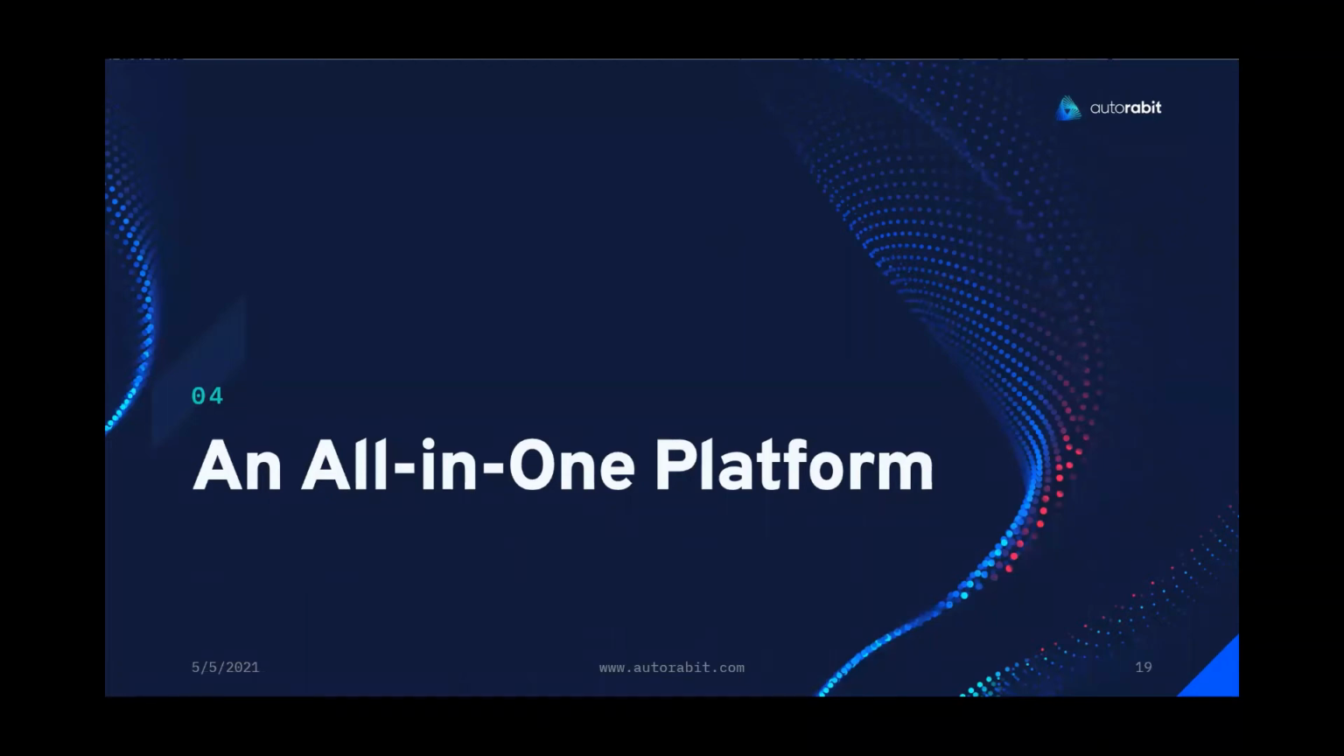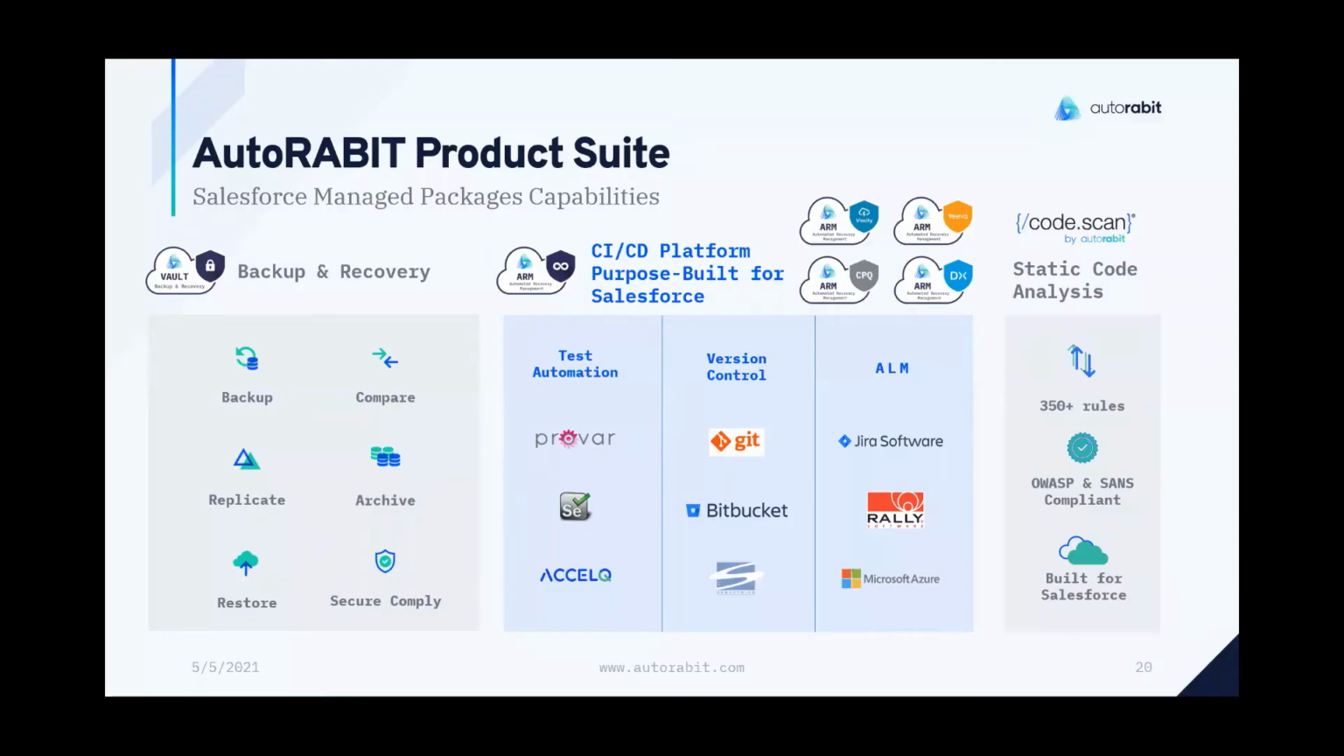So what happens when these two solutions merge, right? That's where we, as an organization, try to come into the picture of DevSecOps. And with the AutoRABIT Product Suite, there are three different offerings. If you look at it separately, we have a backup and recovery suite that focuses on backing up your Salesforce metadata and your Salesforce data with dependencies across parent and child levels. We are able to compare those backup snapshots or even compare a snapshot with a live environment.